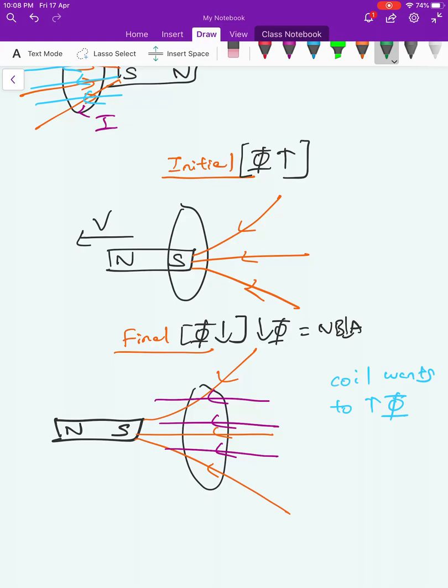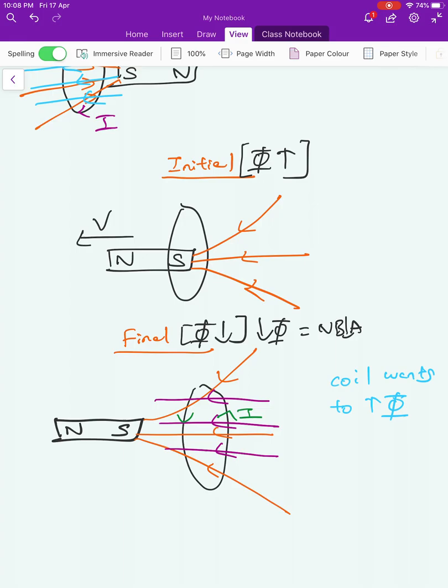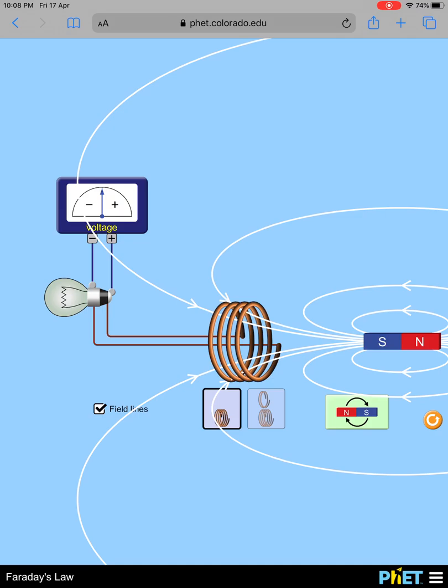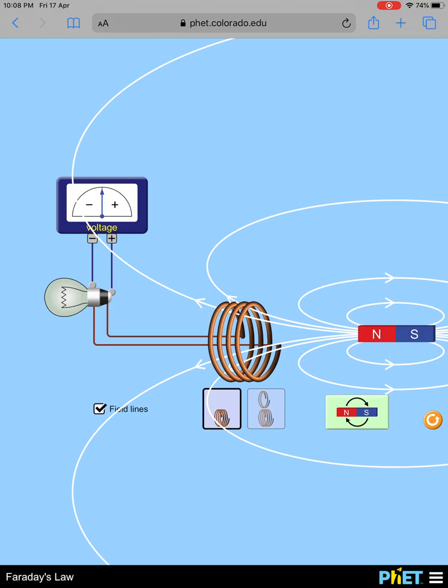Okay, so 我用我 right hand grip rule, 我的 direction of current 应该是哪里, 应该是这样, right? Current, okay, 对啊, okay, so 这个是我的 changing magnetic field, right? Okay, changing magnetic field.